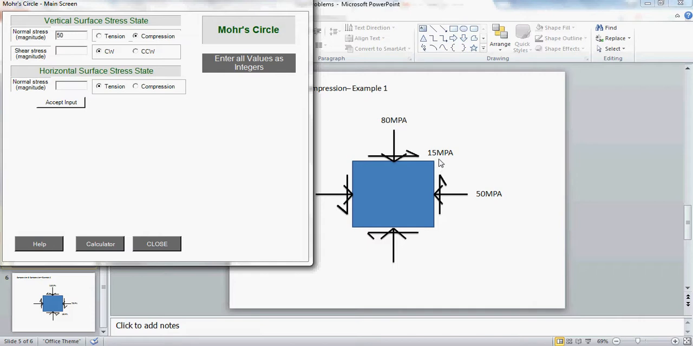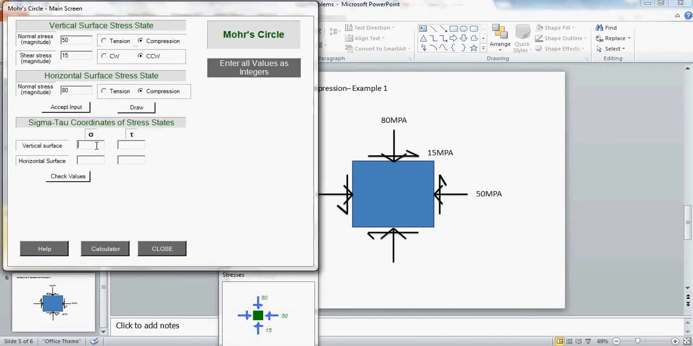You can see the shear is 15 counterclockwise, because if you look at the vertical surface, it's trying to go in that direction. And the horizontal, it's 80.